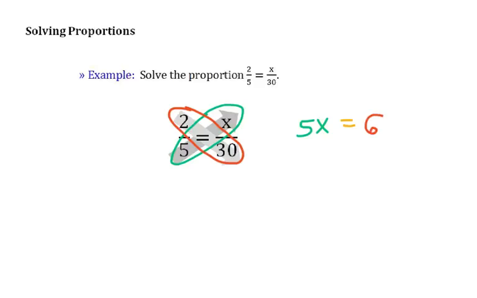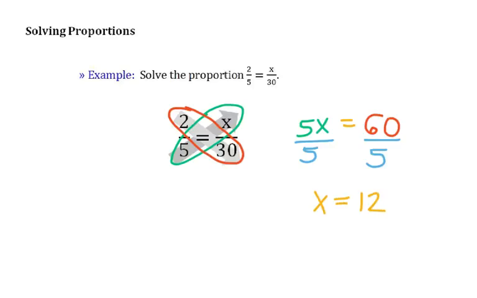And we have now a nice linear equation to solve. So since 5 is being multiplied by x, to get x alone, we'll undo multiplying by dividing. And we pretty quickly are able to find that our value of x here would be 12.